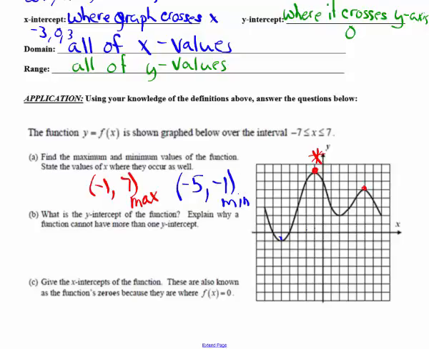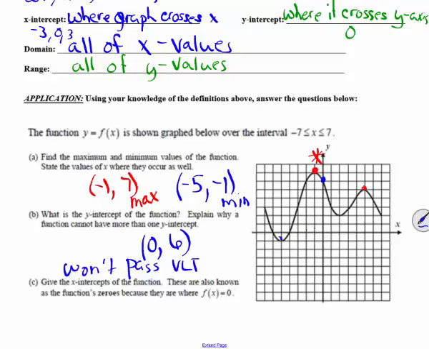What is the y-intercept of the function? Well, the y-intercept is where it crosses the y-axis. So here's your y-axis, here's where it crosses. So your y-intercept is (0, 6), because they want the name of the point. Explain why a function cannot have more than one y-intercept: because then it's not going to pass the vertical line test.